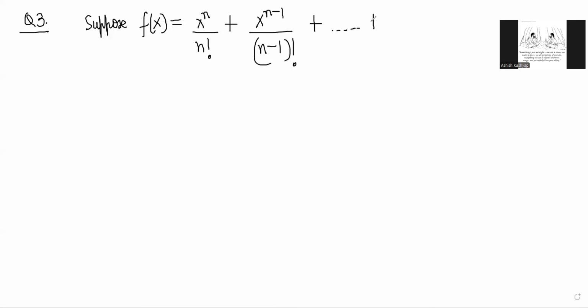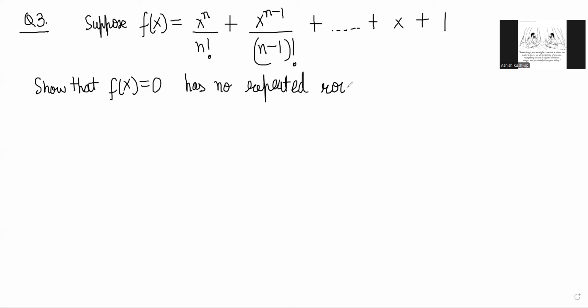Okay. Suppose f of x is equal to x power n by n factorial plus x power n minus 1 by n minus 1 factorial plus so on till x plus 1. We have to show that f of x is equal to 0 has no repeated roots. Everyone knows the meaning of repeated roots. Repeated roots means double roots, same root multiple times, right? We have to prove that this function f of x has no repeated roots.